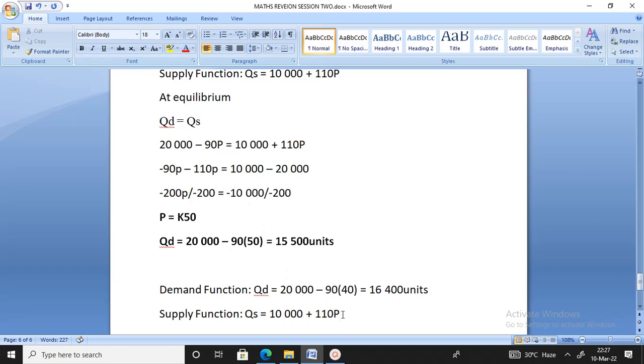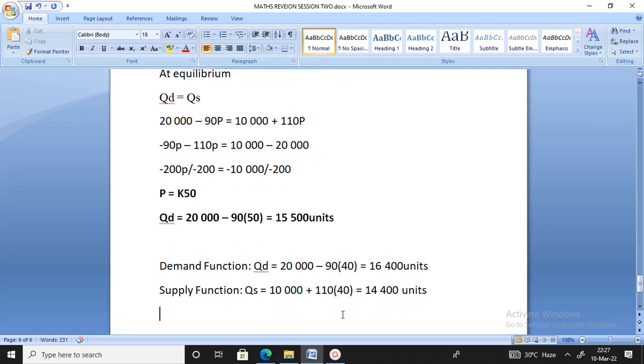When you reduce the price, quantity supplied has to fall. So where there is P in the supply curve, we put 40, and we see how much this is going to be. So 10,000 plus 110 times 40, so that's going to be 4,400 plus 10,000. It'll give you 14,400 units. So quantity supplied has fallen to 14,400 units.